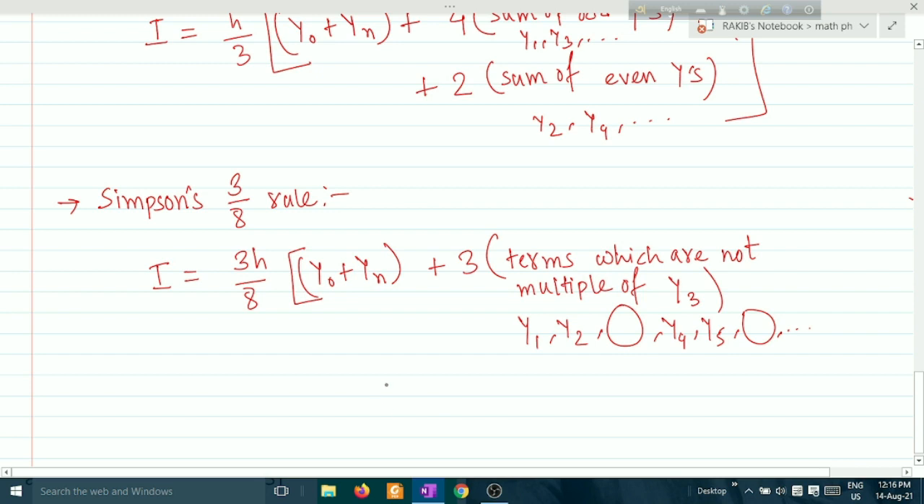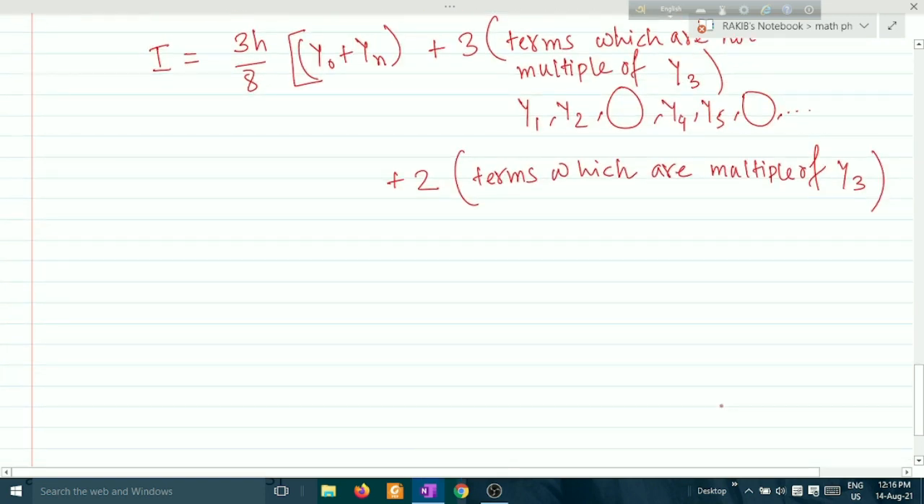These are plus 2 times the terms which are multiples of y3. Okay, these are the important, so-called important formulas. Now let me elaborate on these things before going to the problem.